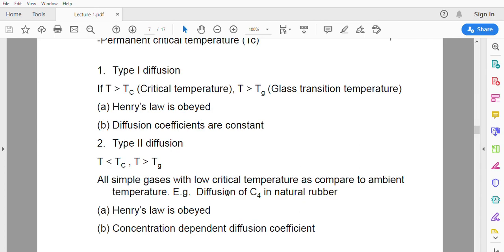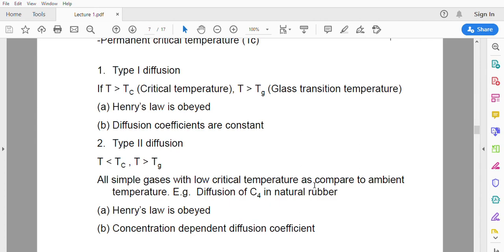If you compress the pentane or if you compress the propane, it will become a liquid. So these gases are present below the critical temperature. If you want to separate these gases using a natural rubber membrane, natural rubber at room temperature is above its glass transition temperature. It is rubbery, it shows rubbery phenomena.